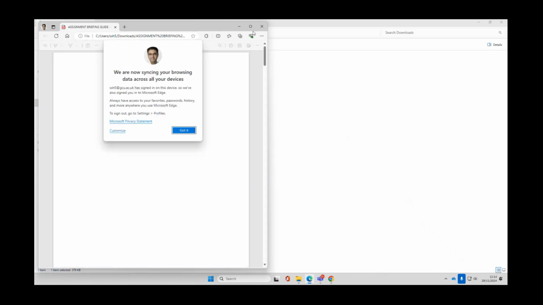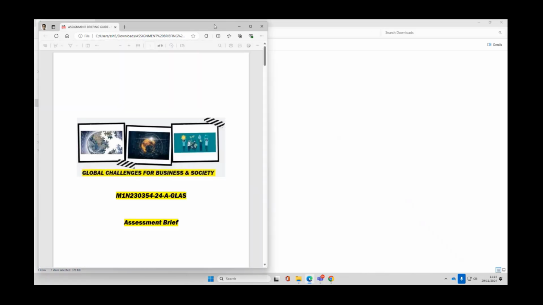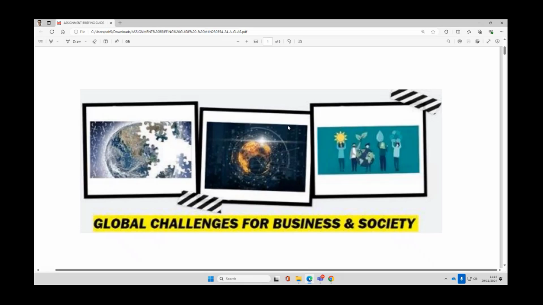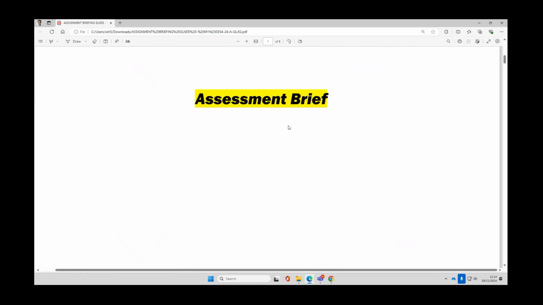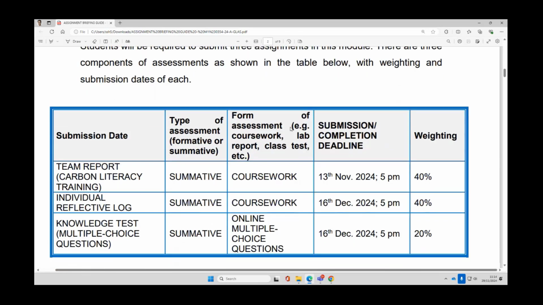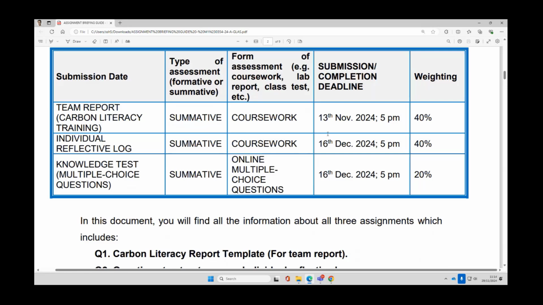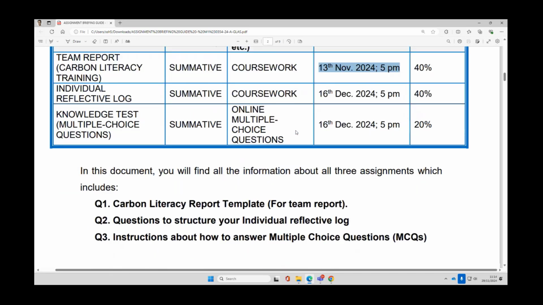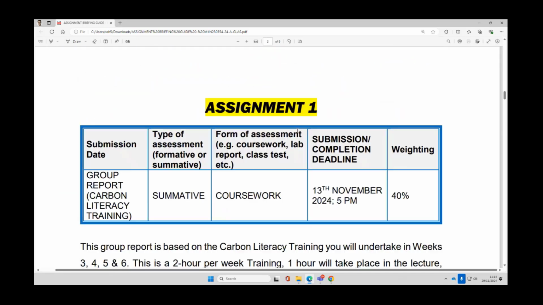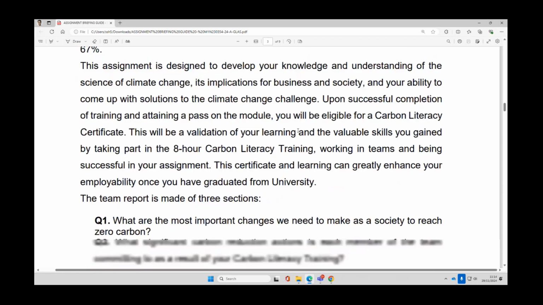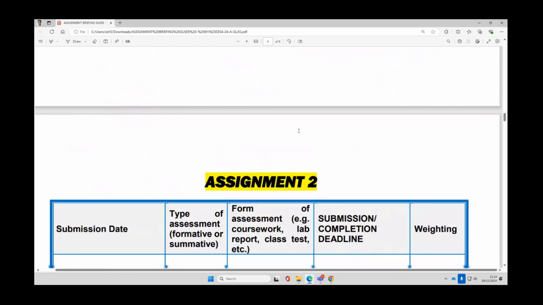So I'll just open them for you just in case you haven't had a chance to look at it. So you had this assessment brief. Everybody pay attention, please. You had this assessment brief with all the dates on it. Of course, we extended the date for this assignment to the 20th of November. So you had question 1, assignment 1, and all that you had to do in terms of the questions.